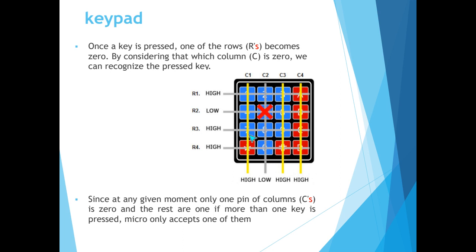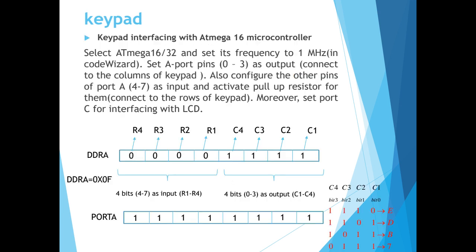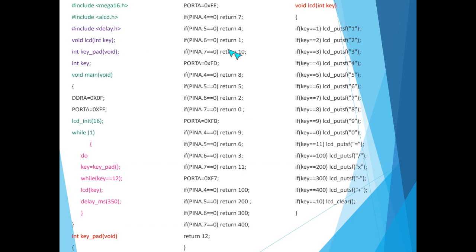Or for example, again, we are in the first step. C1 is 0. Read R3, okay? If it is equal to 0, then return what? This is 7 here. The key number is 7. 1, 2, 3, 4, 5, 6, 7. It's not clear, you can't see, but it is 7. Then return 7. Actually, we are doing the same thing here.